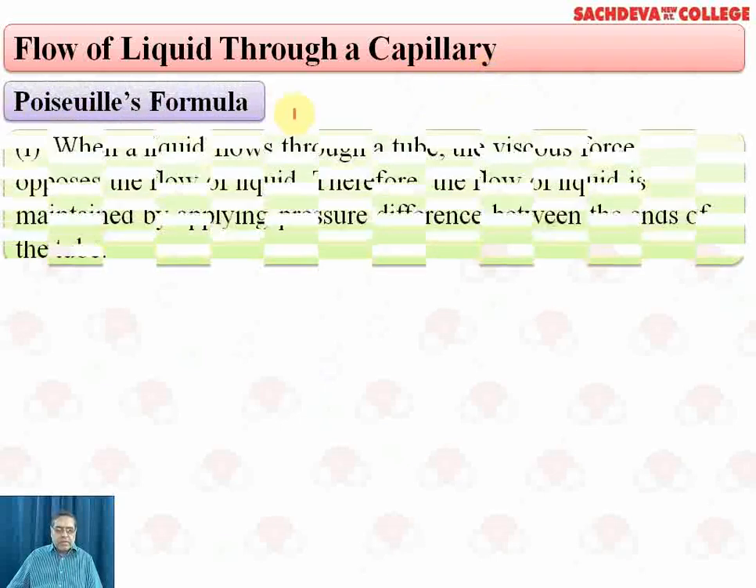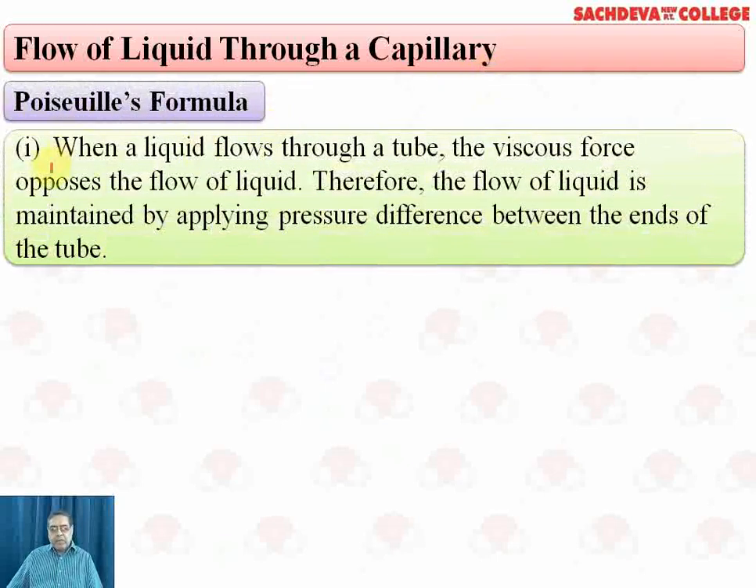So now we are first of all discussing Poiseuille's formula, and Poiseuille's formula is mainly concerned with liquid flow. So we consider a tube and some liquid flows through that. Whenever we say that liquid is flowing, the viscous forces come into action, and we find that the flow of liquid is maintained by applying a pressure difference between the ends. So the main concept of Poiseuille's formula is that when a liquid flows through a tube, the viscous force opposes the flow of liquid. So what is basically the viscous force?